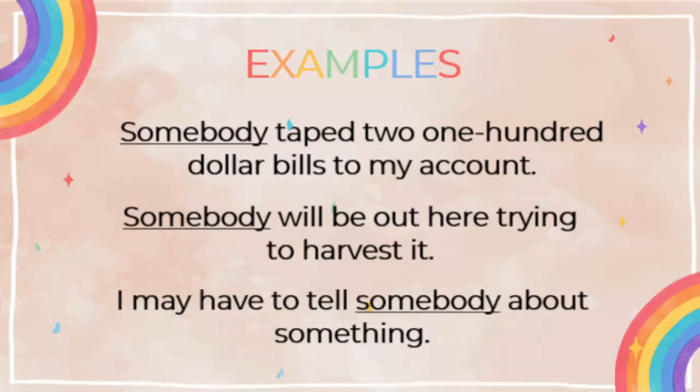So next, I may have to tell somebody about something. I may have to tell somebody, but I don't know who the person is. About something, it means you didn't know what you're going to talk about, okay? We don't have any particular topic, so we use something. And this one, we don't have any specific person, so I use somebody. Okay, did you understand?